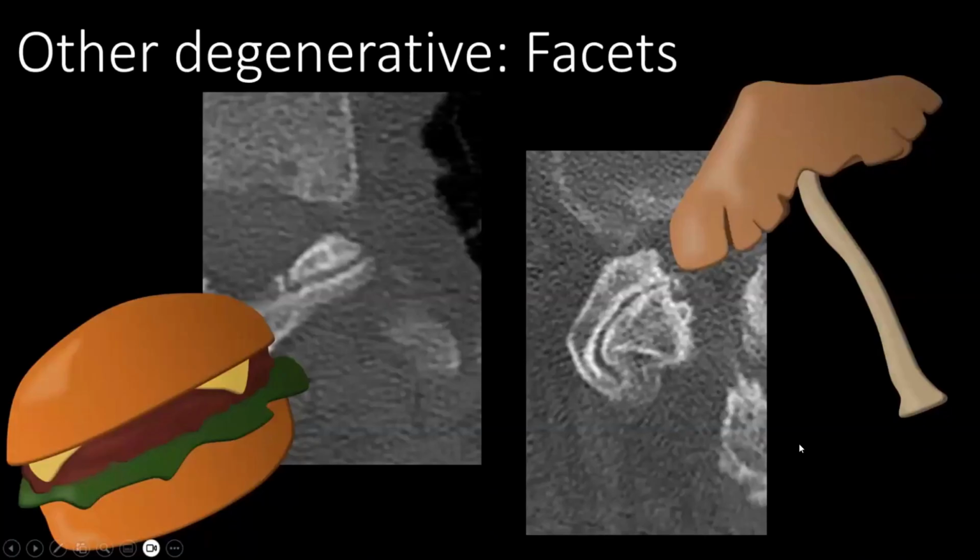You should also look at the facets. Normally the facet should look like a little tiny baby hamburger. When the facet stops looking like a hamburger and looks more like a mushroom, with that kind of overhang that you get with the mushroom, that's when you know that the facet is degenerated.